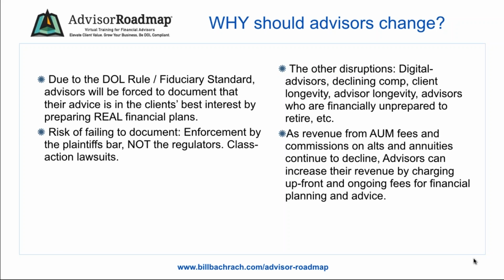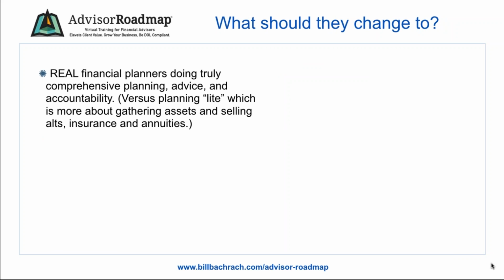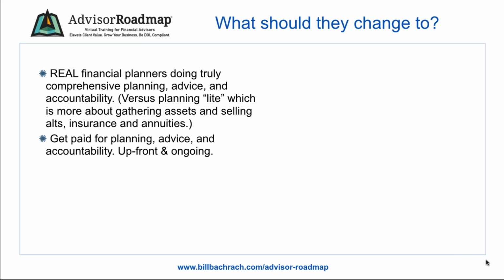The other thing that's driving the change is the continuing decline of AUM fees and commissions. So you can increase your revenue by charging upfront and ongoing fees for financial planning and advice. So what should you change to? I've said it before, I'll say it again. Real financial planners doing truly comprehensive planning, advice, and accountability versus planning light, which is more about gathering assets and selling alts, insurance, and annuities. Actually getting paid for planning, advice, and accountability, getting paid an upfront fee and getting paid an ongoing fee for advice, fully utilizing your planning software.